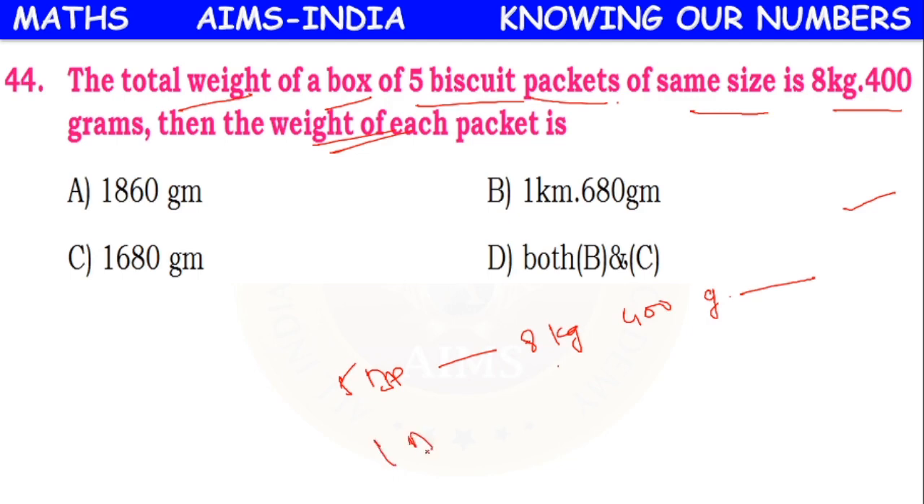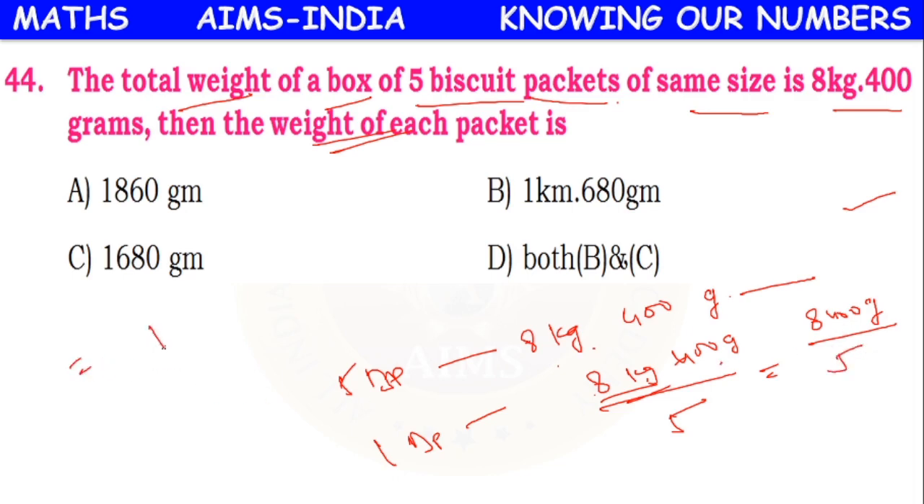So then what about one biscuit packet cost? 8 kg 400 grams divided by 5. We can write it as 8,400 grams because 1 kg equals 1000 grams. So 8 kg equals 8,000 grams plus 400 grams, 8,400 grams divided by 5. If we divide, 5 1 is 5, 3 remaining 34, 5 6 times 30, 5 8 40, we will get 1680 grams.